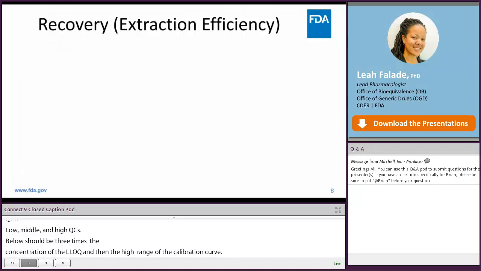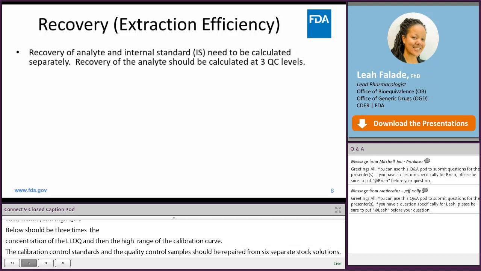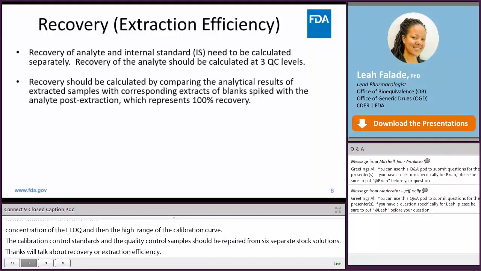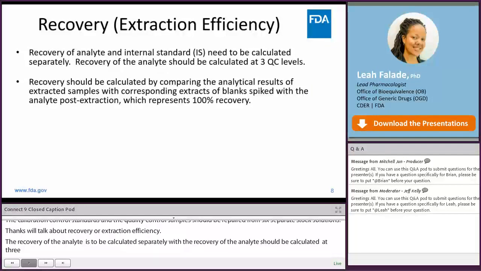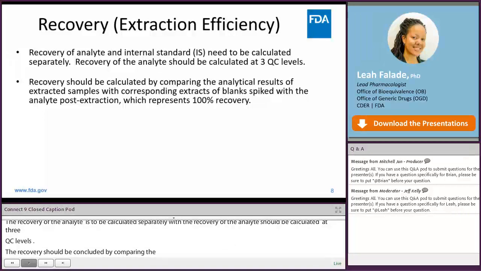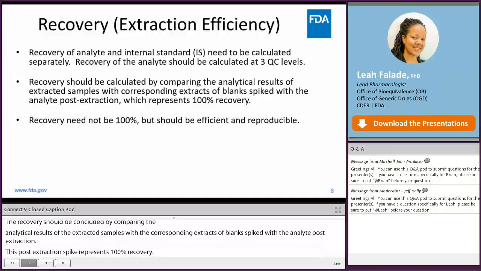Next, I'll talk about recovery or extraction efficiency. The recovery of the analyte and the internal standard needs to be calculated separately. The recovery of the analyte should be calculated at 3 QC levels. That's the LQC, MQC, and HQC. The recovery should be calculated by comparing the analytical results of the extracted samples with the corresponding extracts of blanks spiked with the analyte post-extraction. And this post-extraction spike represents 100% recovery. Recovery does not need to be 100%, but it should be efficient and reproducible across the 3 QC levels.